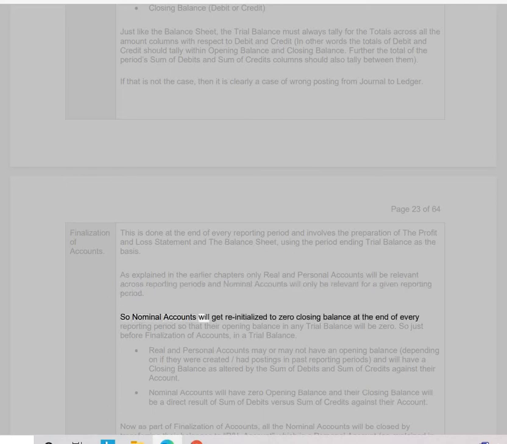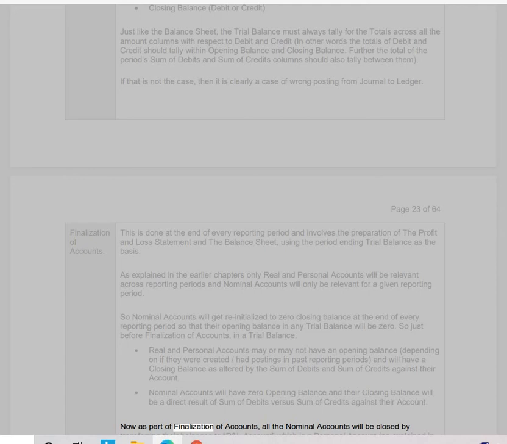So nominal accounts will get reinitialized to zero closing balance at the end of every reporting period, so that their opening balance in any trial balance will be zero. So just before finalization of accounts, in a trial balance, real and personal accounts may or may not have an opening balance, depending on if they were created or had postings in past reporting periods, and will have a closing balance as altered by the sum of debits and sum of credits against their account. Nominal accounts will have zero opening balance, and their closing balance will be a direct result of sum of debits versus sum of credits against their account.